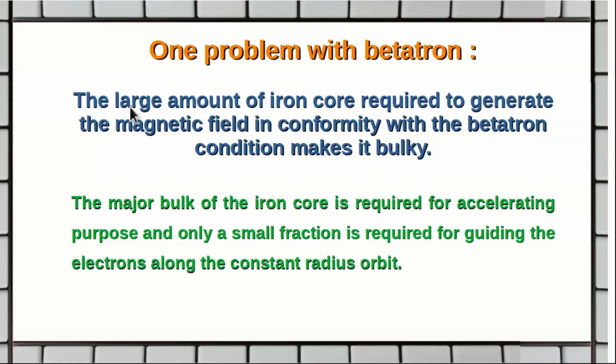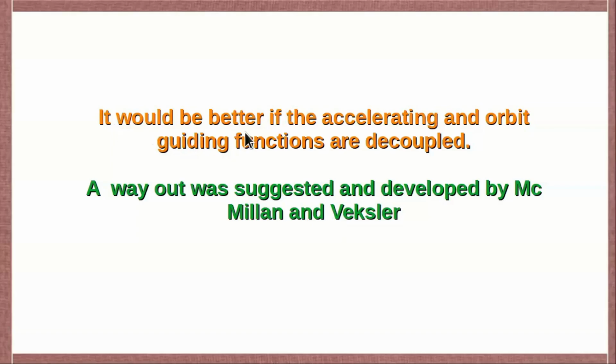Another disadvantage, the large amount of the iron core required to generate the magnetic field in conformity with the betatron condition makes it bulky. So the betatron becomes quite bulky because of the large amount of iron core. The major bulk of the iron core is required for accelerating purpose, and only a small fraction is required for guiding the electrons along the constant radius orbit. So naturally, it would be better if the accelerating and orbit guiding functions can be decoupled.